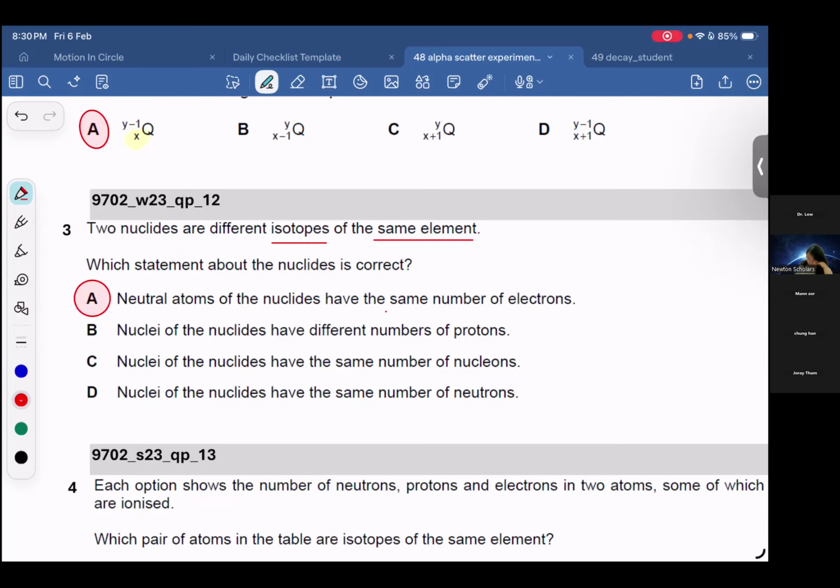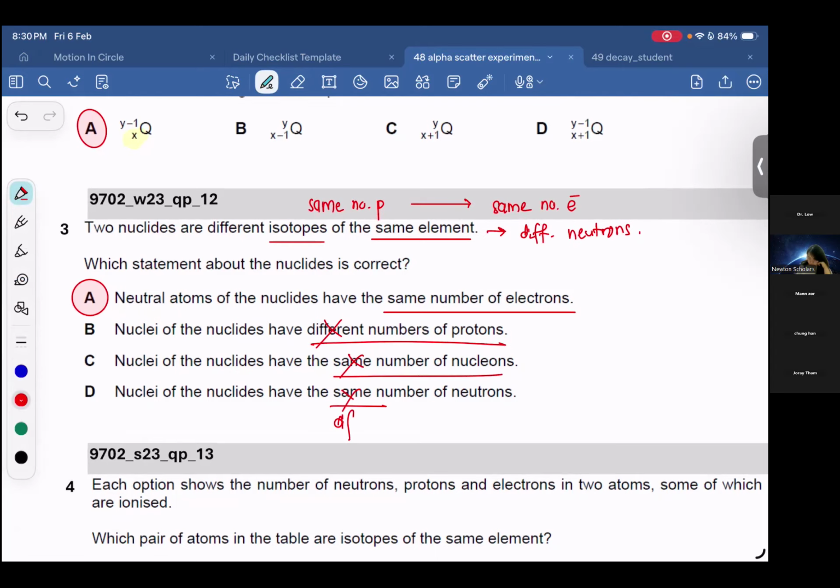Neutral atom with the same number of electrons. Okay, same element, then isotope, that means the same number of protons. Then at the same time, it means the same number of electrons. Different number of protons, so this one is wrong. Same number of neutrons, no, because this isotope will have different neutrons. So C is wrong. Same number of neutrons, no, it should be different.